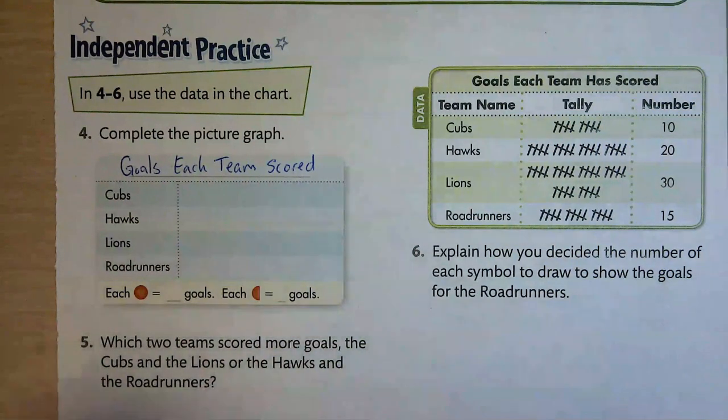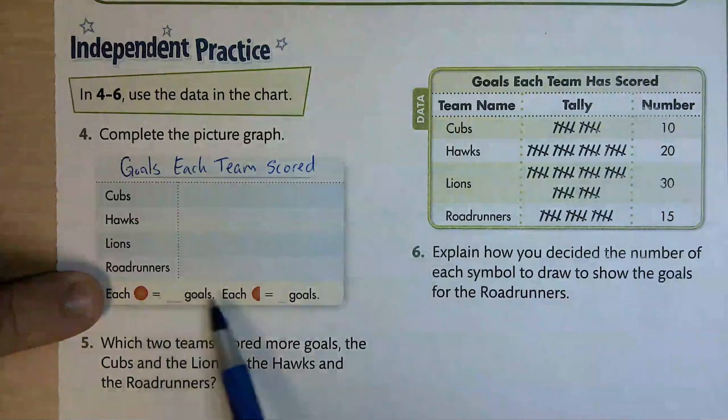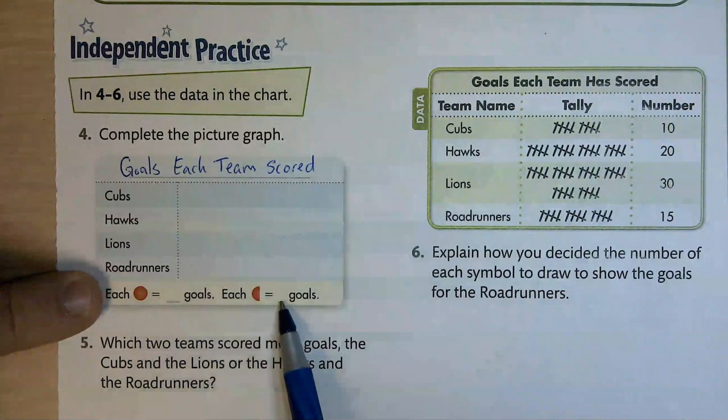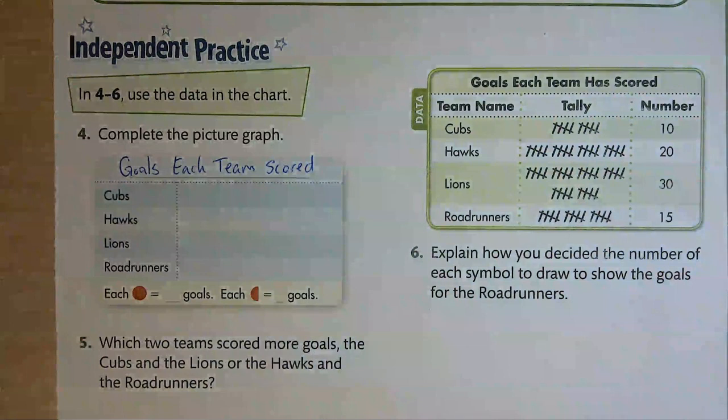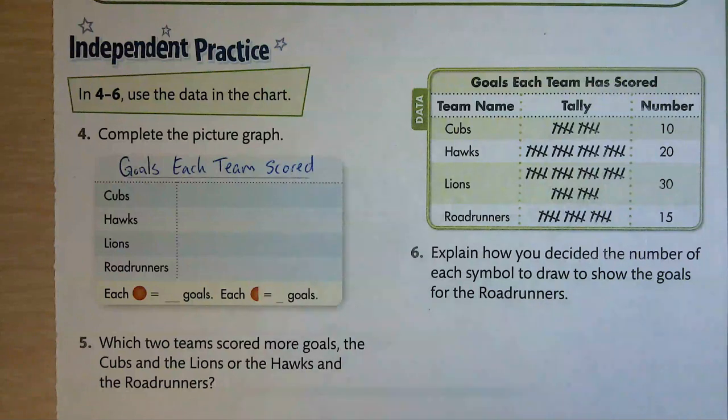All right, well, now I need to go, okay, what are my symbols in this one? And so when I look down here, it says, well, I've got my circle equals blank goals. Each half circle equals blank goals. Excuse me. So I got to ask the question, well, how many goals do I want to make those? Well, let's ask ourselves some questions.